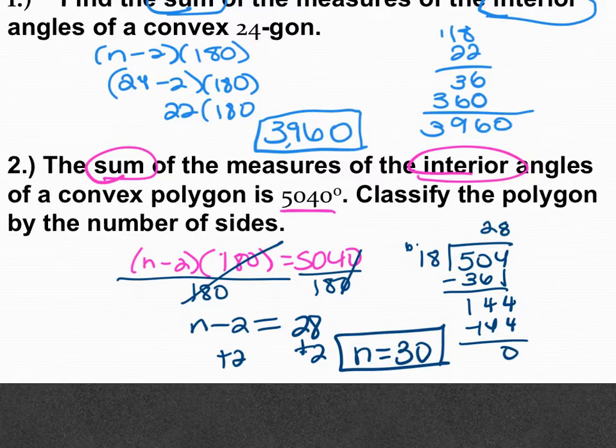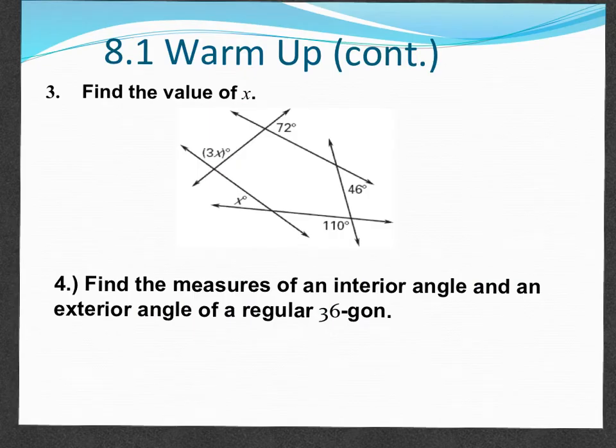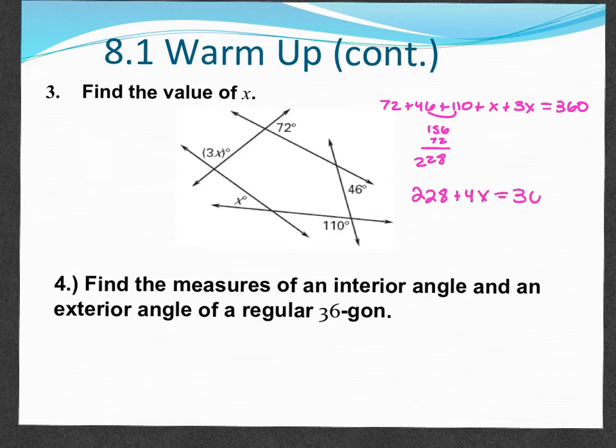Good so far? Okay. Then came 3. It says to find the value of x. So what are all those angles? They equal 360. Good. They're all exterior, which means they add up to 360. So 72 plus 46 plus 110 plus x plus 3x equals 360. That's 228 plus 4x equals 360. Subtract the 228. 132, so x is 33, which is what they're looking for.